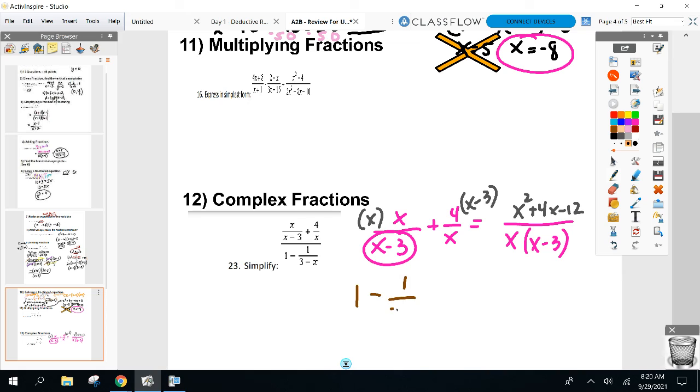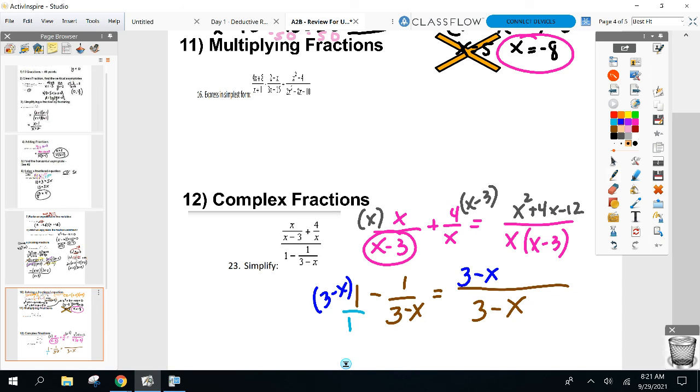1 minus 1 over 3 minus x. I'm hoping this is an easy answer. Not yet. Okay, let's get one fraction, then we'll get to that. What's the denominator here? Just 3 minus x. Other than the 1, there's only one denominator. All right, so remember this is over 1, so what do I need to multiply the 1 by? 3 minus x. That's what it's missing. So first it'll be 3 minus x.